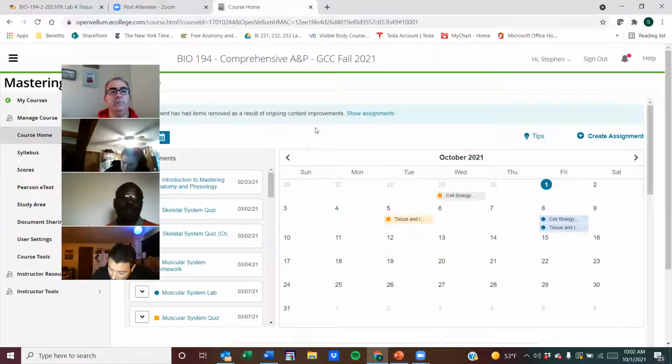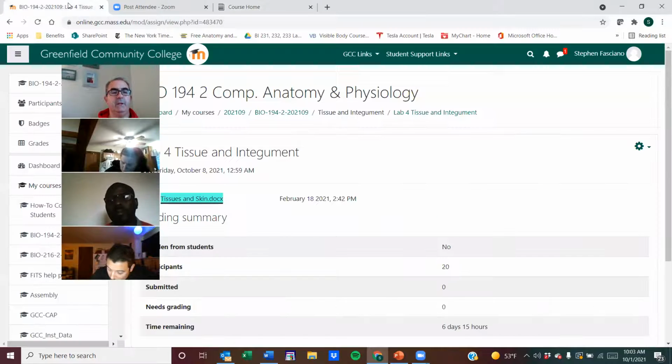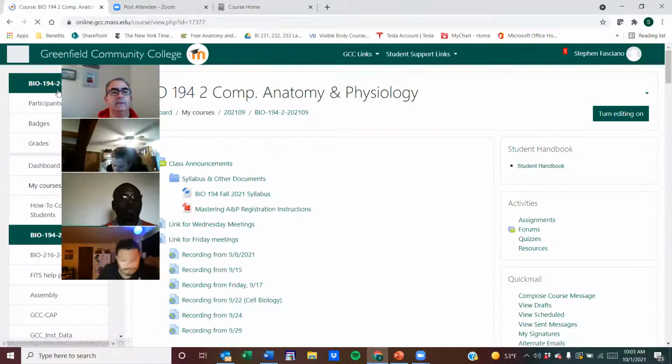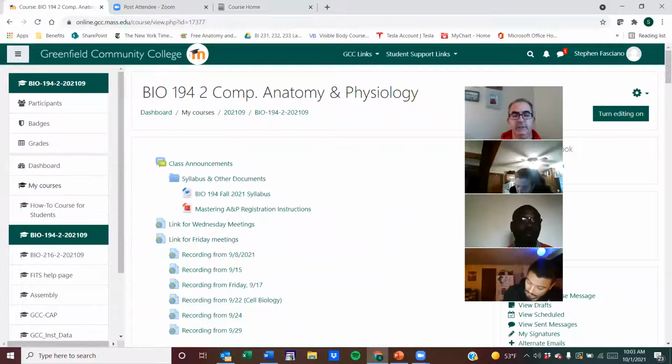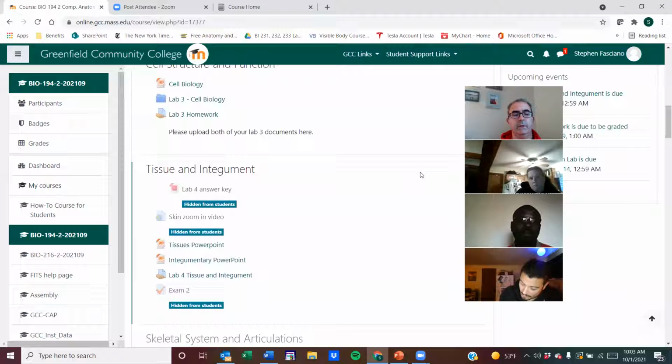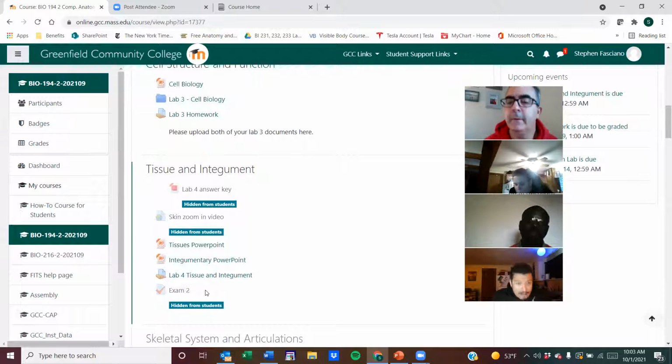Okay, and the test will be on Moodle. Again, I'll make that available right after we get off this call. It's up there. I just have to make it available, look over it, and make it available for you, right? The exam 2 will be right here underneath your lab 4 work. Questions about that stuff? Not at the moment. All right.